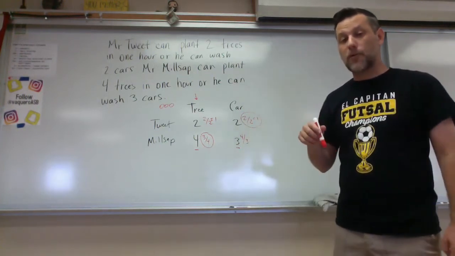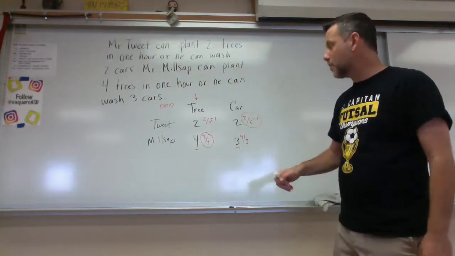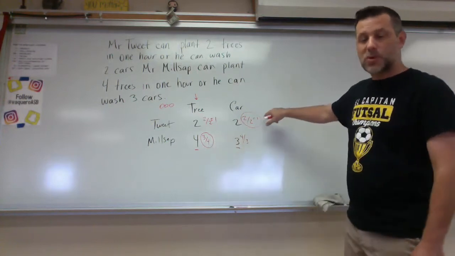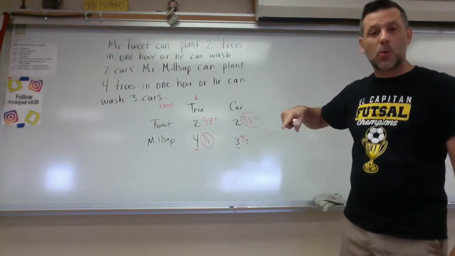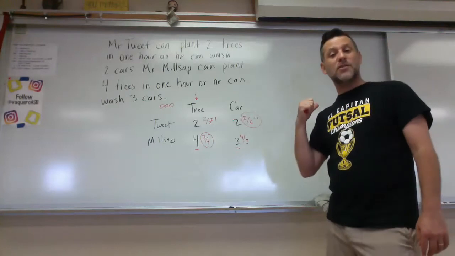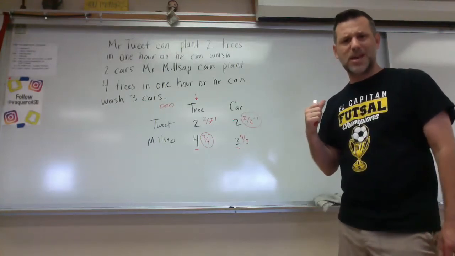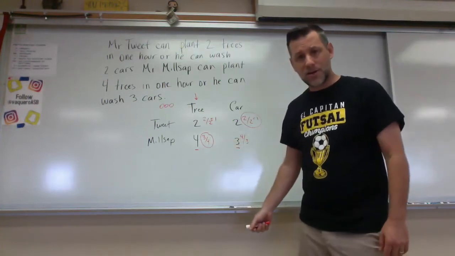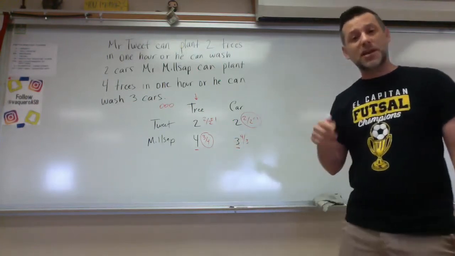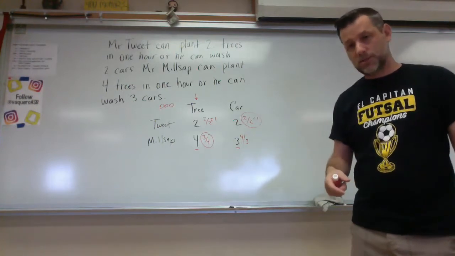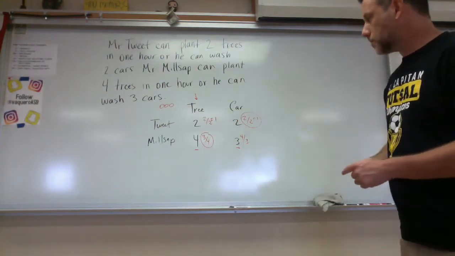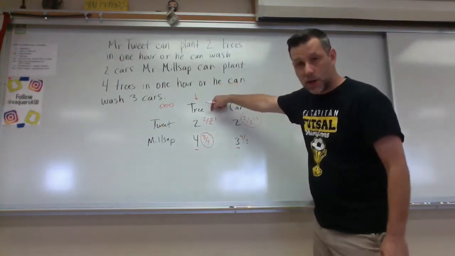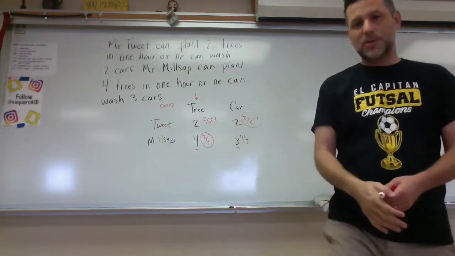It's got to work for both, because if it doesn't work for both, right? Mr. Tweet is washing cars, Millsap is planting trees. Mr. Tweet says, hey, Millsap, I'll come over to your house and I'll wash your car if you come plant 4 trees for me. Millsap's going to be like, I'm not planting 4 trees for you to wash 1 car. So we've got to figure out what's going to be a trade that works. We're going to go down each column and look at the opportunity costs.